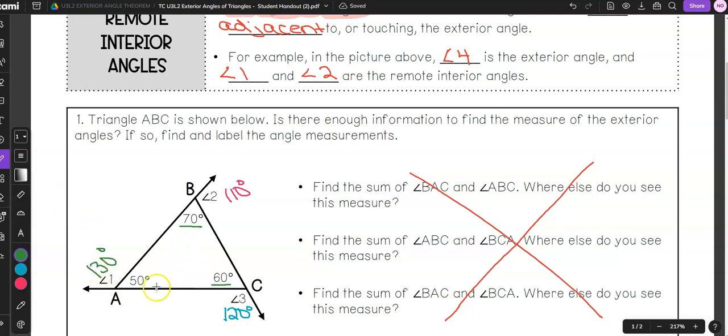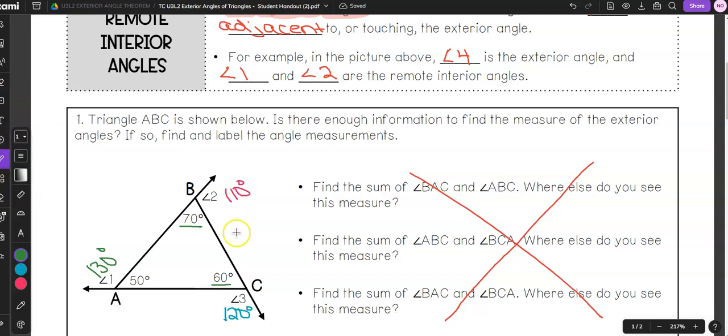Okay? So if I didn't have this one, if I didn't know what this one was, and you don't mark this out, I'm just showing you, I'm going to erase that. If I didn't have this and I wanted the measure of angle 1, I could just add 70 plus 60 and I would get the measure of angle 1. I'm going to erase where I marked out the 50. Okay?